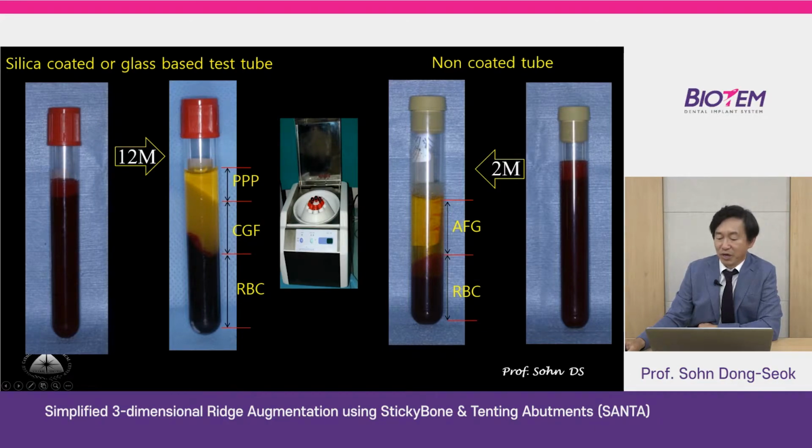After 12 minutes, plus 2 minutes of centrifugation, you can see two different layers in the yellow-capped tube. The upper layer is autologous fibrin glue. So in order to make sticky bone, you need to mix with the upper layer in the non-coated tube. After another 12 minutes of centrifugation, you can see three different layers in the red-capped tube. The middle layer is the fibrin block containing concentrated growth factors, shortly CGF.